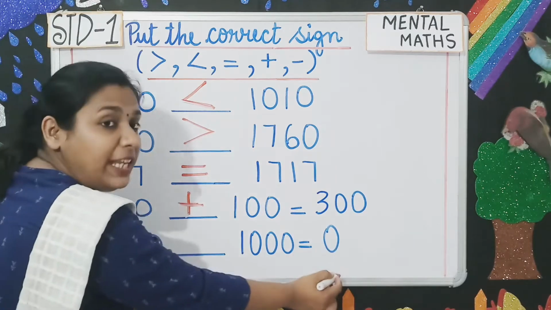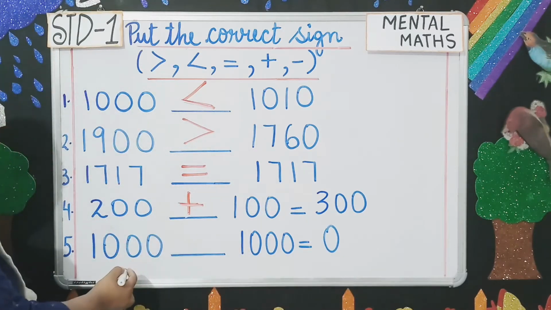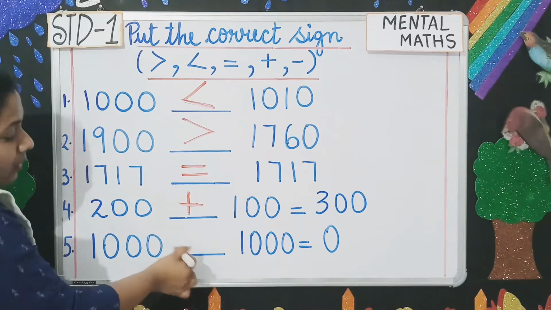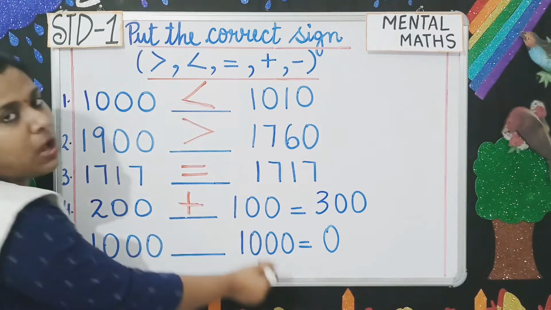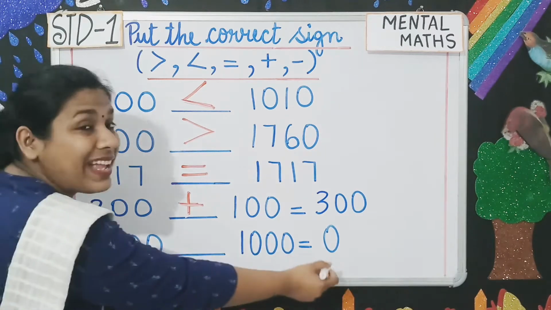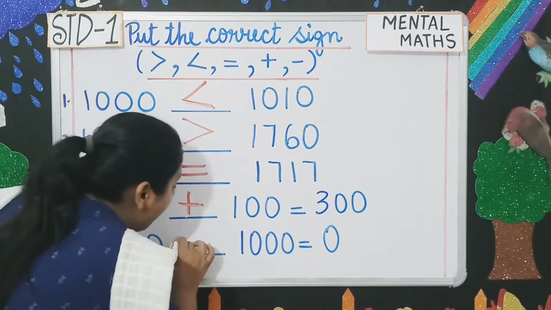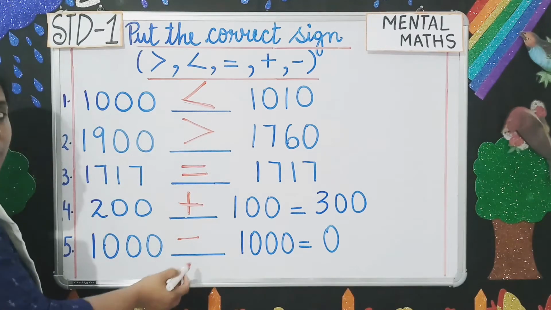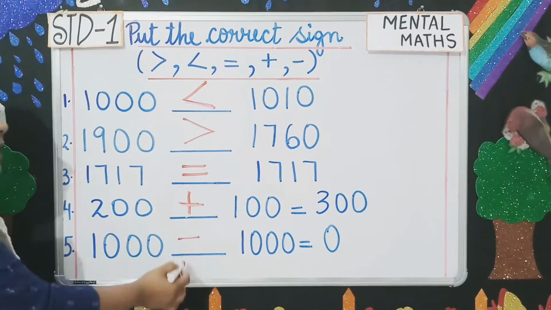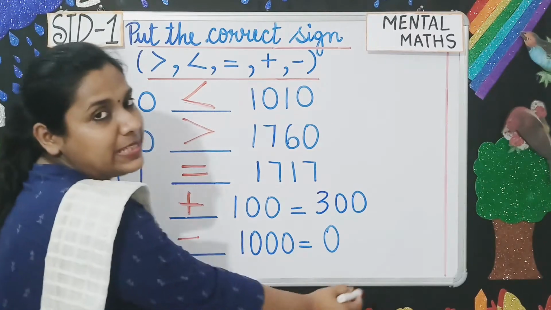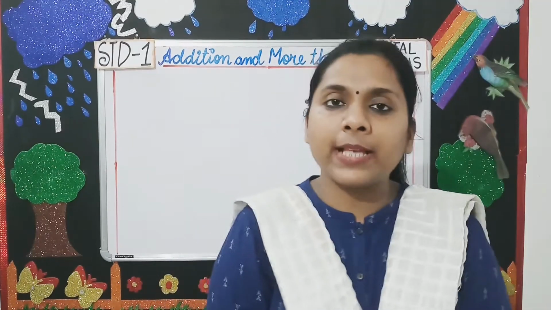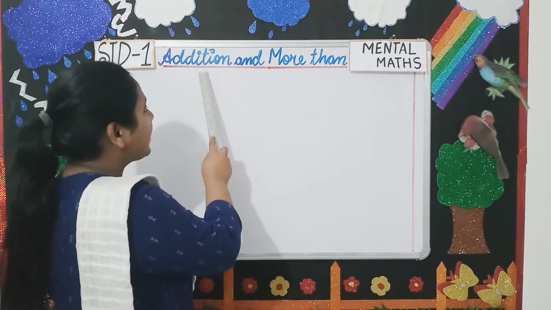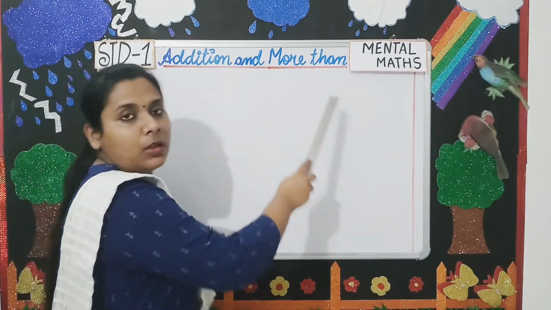Next, 1000 _ 1000 equal to 0. Now, either we'll add 1000 to 1000 or we'll subtract 1000 from 1000. What we'll do, students, to get 0? We will put a minus sign. This is the sign of minus. 1000 minus 1000 equal to 0. Is it clear, students?